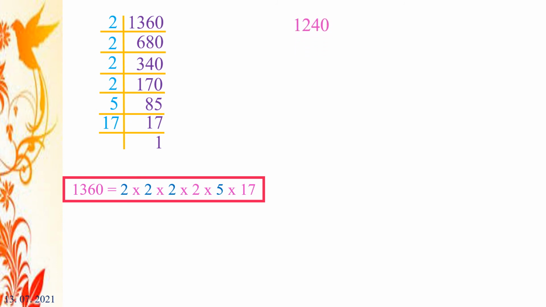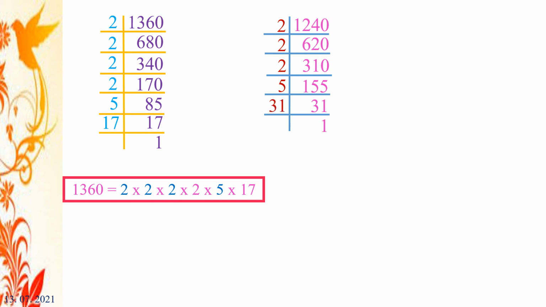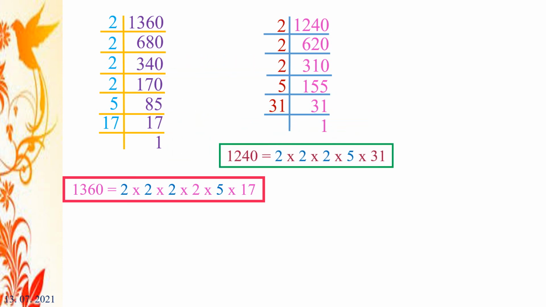Next we are going to find the factors of 1240. It is divisible by 2 because that is an even number, so we'll get 620. 620 is also even, so it is divisible by 2. We'll get 310. It is also even, so it is divisible by 2. We'll get 155. So it is divisible by 5. We'll get 31. 31 is a prime number, so it is divisible by 31. We'll get 1. Now we can write all the factors of 1240, that are 2 multiplied with 2 multiplied with 2 multiplied with 5 multiplied with 31.